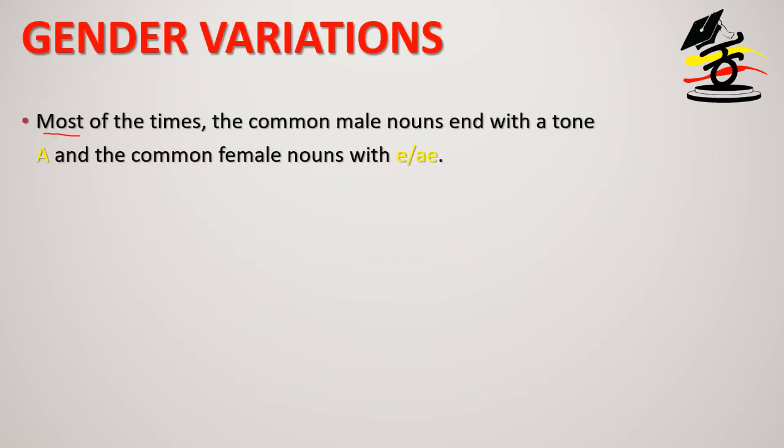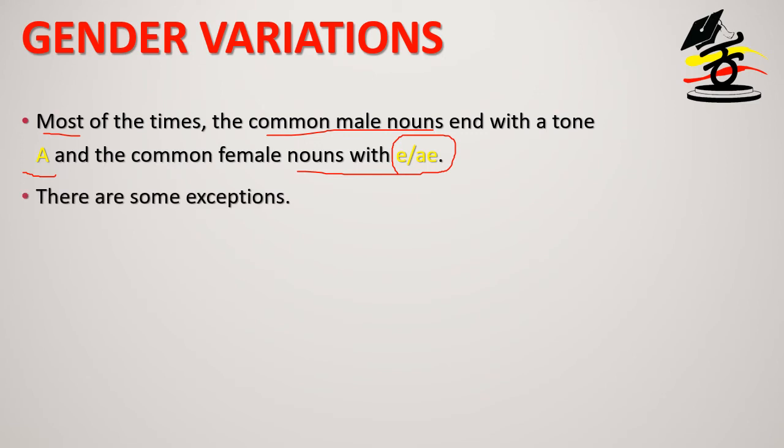Most of the time, I think about 95% of the time, common male nouns end with the tone A. If anyone is telling you a common noun and ends the word with A, assume it as male, and if we are trying to pronounce a female noun, it will end with E or I. I'll be telling you how it is with the following examples, and there are some exceptions here. I'll be telling you in further examples.